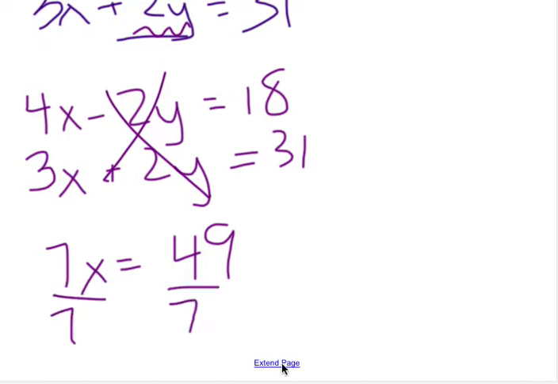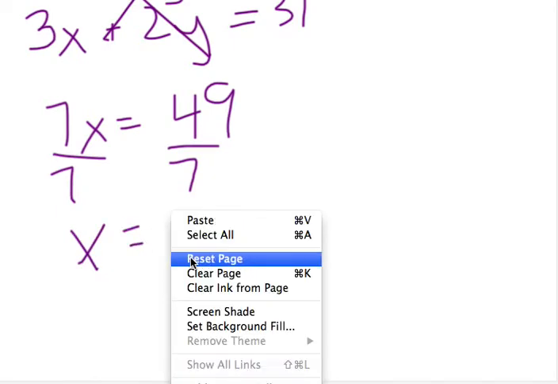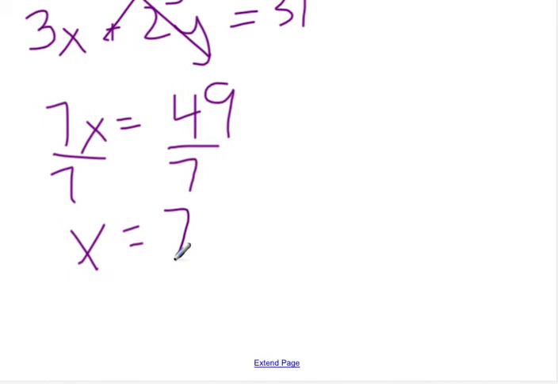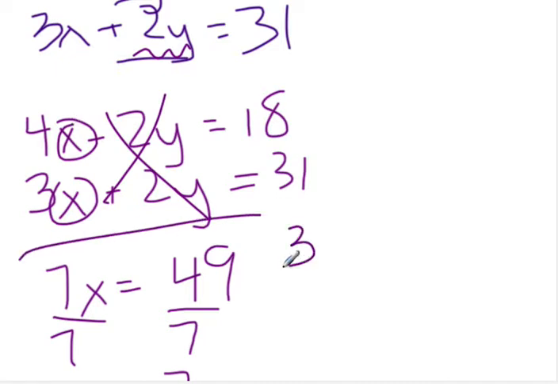So I'm going to go ahead and divide both sides by 7. And when I do that, I get that x is equal to 7. So now I know that x is equal to 7. So I can go back up and I can plug that in for whatever x I want to. So I'm going to go ahead and plug it in for this x right here.